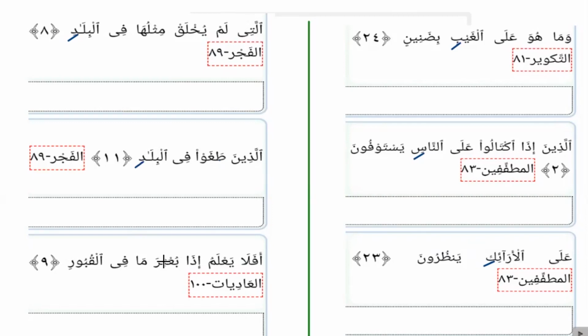أفلا يعلم إذا بعثر ما في القبور. See, ما في القبور, not kubur. So you see, this is simply what huruf al-jar does. Anyway you see them, the noun that is coming after them will take kasra, except in a few conditions that we will look at further, inshallah. So I hope that is clear.